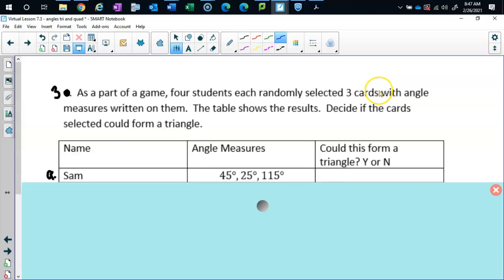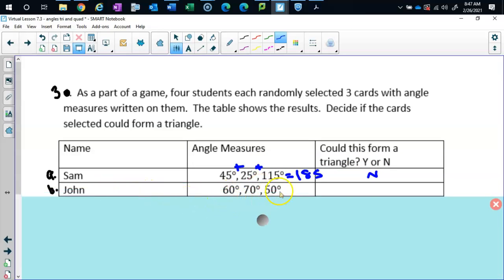All right, number 3, as part of a game, 4 students each randomly select 3 cards with angle measures written on them. The table shows the results. Decide if the cards could form a triangle. Okay, A, Sam chose 45, 25, and 115. Can that be a triangle? Go. Well, you should have said no, because if you add these up, you get 185. That is not a triangle. Remember, they should add up to 180. So that is not a triangle.